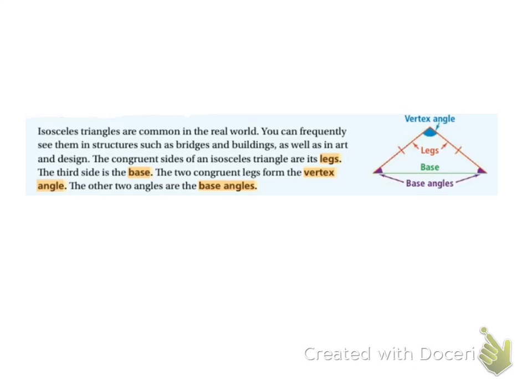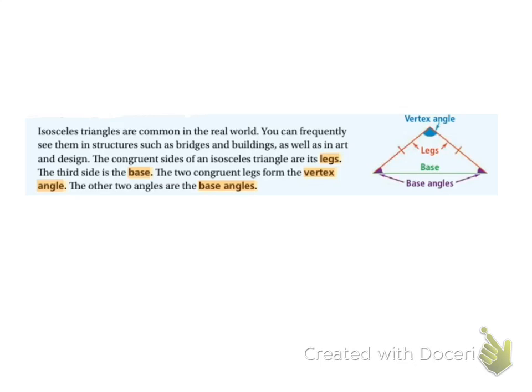Okay, this is 4.5a of geometry. We're going to start looking at isosceles triangles. So isosceles triangles are triangles that have two congruent sides. And those two congruent sides, we call legs. So those red sides there, as you see, are the legs. The other side we call the base, and that's in green.